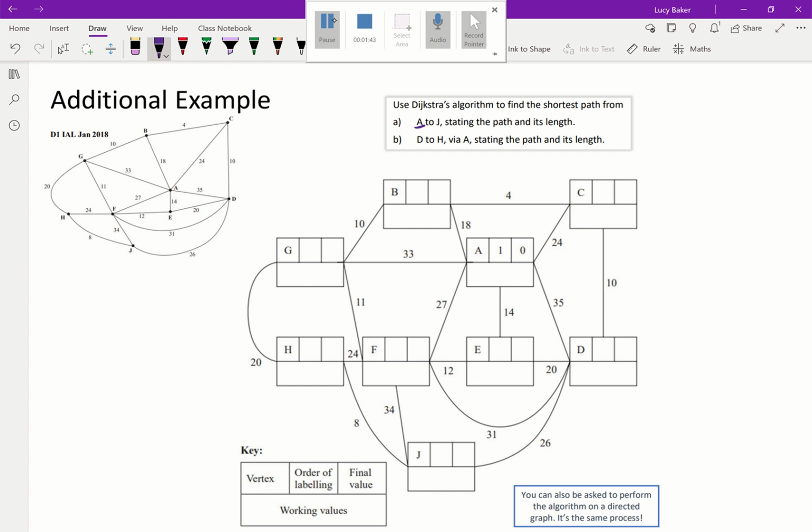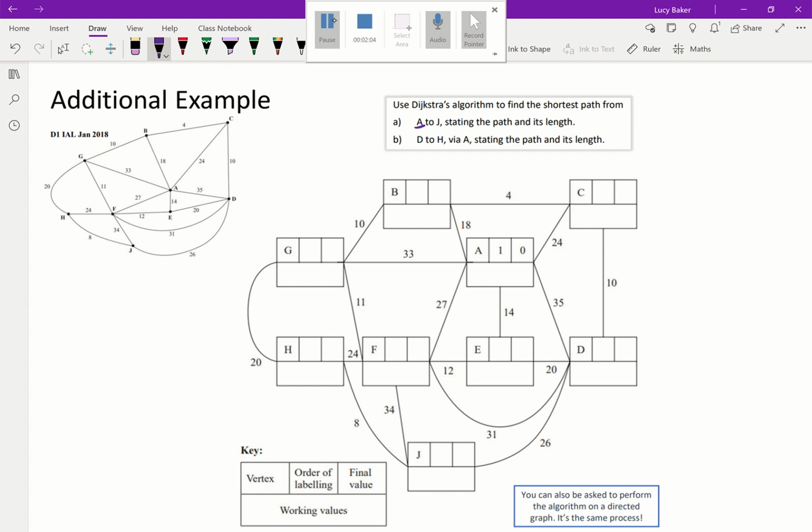So we're going to fill in all the boxes now using Dijkstra's algorithm. If it hadn't been filled in already, we'd write a 1 in the middle box for A, because that means it's the first node that we're starting at. So it's the order in which we visit the vertices or nodes. And 0 means the distance we've travelled so far is always going to be 0 at the start.